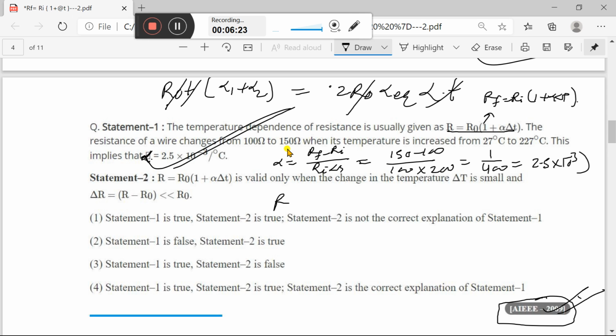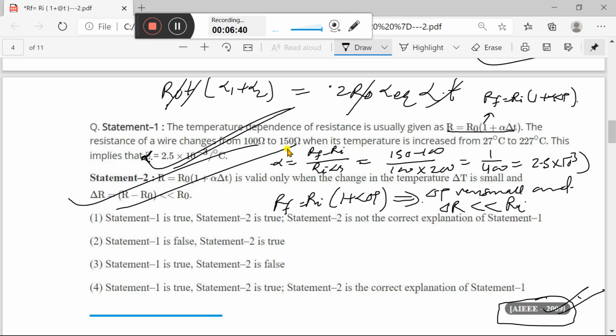But the formula R final equals R initial (1 plus alpha delta T) is useful only if delta T is very small and the difference of R must be very much less than R initial. So all conditions are given. So both the statements are true.